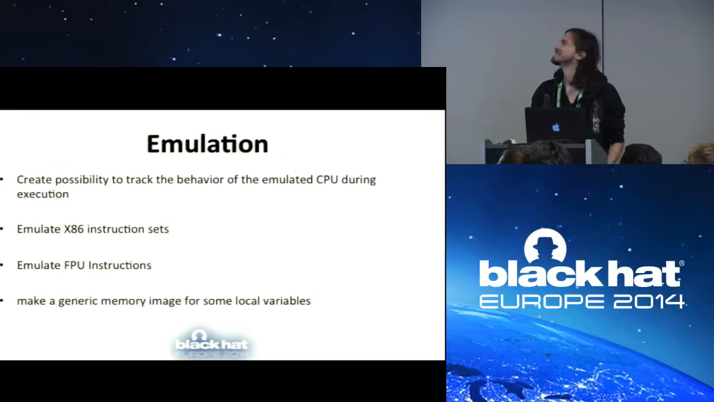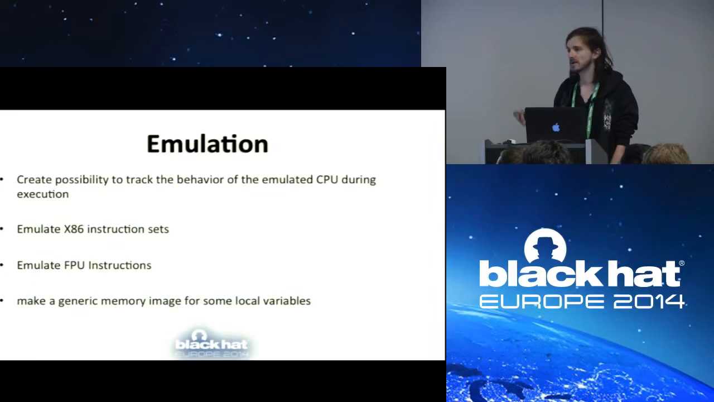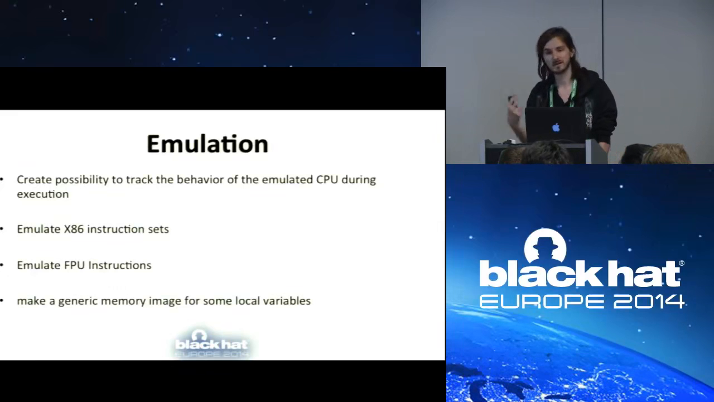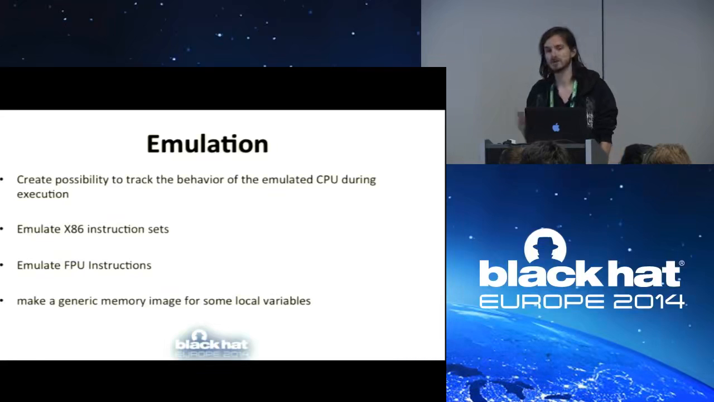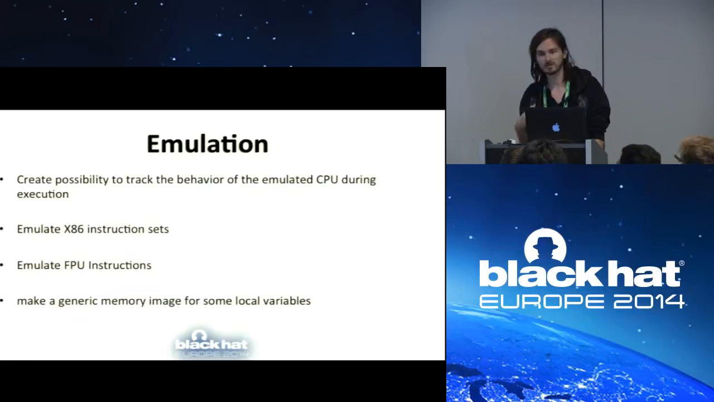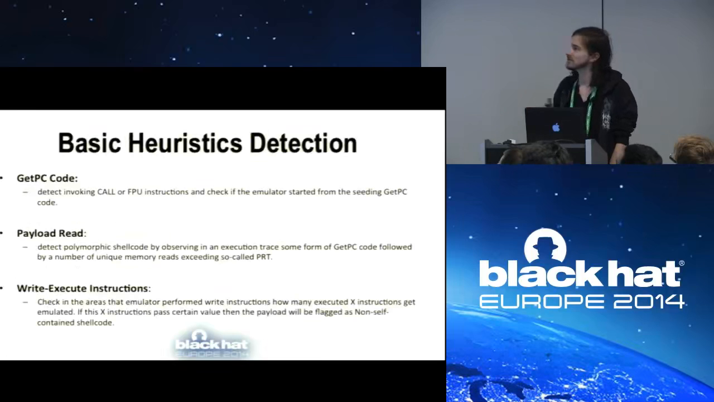Yeah. So it skips to the emulation step, which is basically straightforward from the point where it detected the getPC instruction. It starts emulating it using, for example, an emulated x86 instruction set and supplementing it with a generic memory image for supporting, for example, API calls, having some local variables which the shellcode could refer to, in order to generate an execution trace which is compared against certain heuristics.